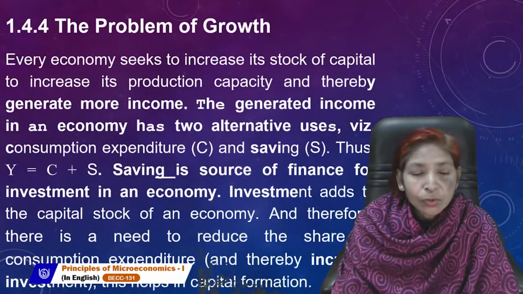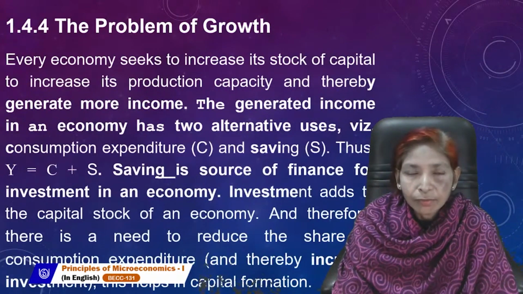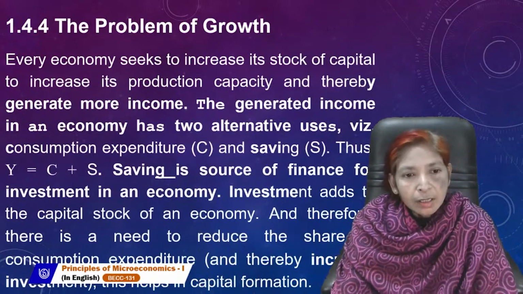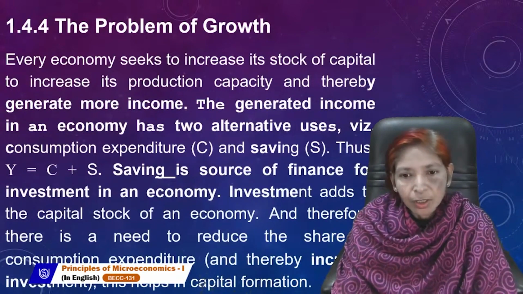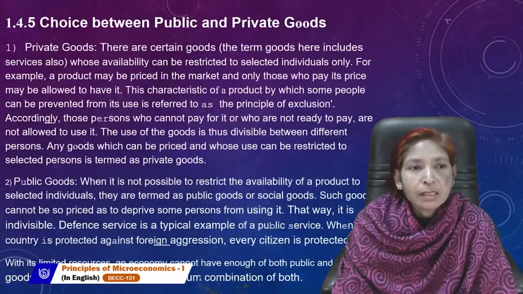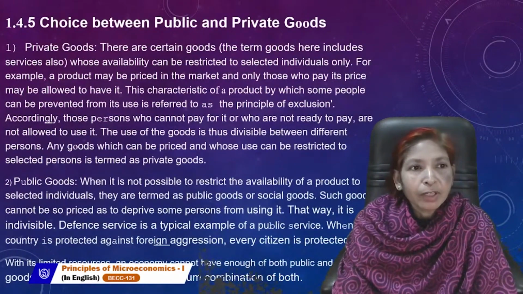Income is equal to C plus S. This is the equation of national income, and saving is the main source of investment of the economy. Next is choice between public and private goods.